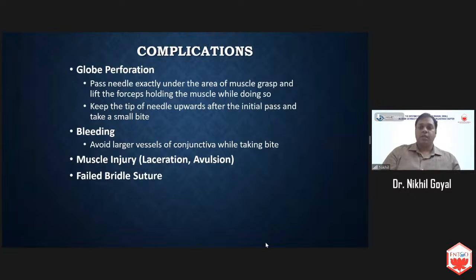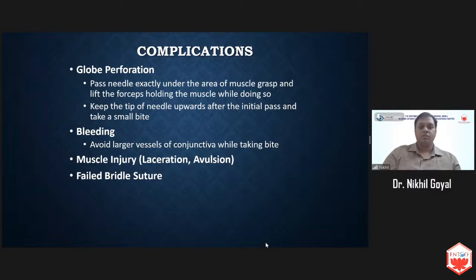The complications that can happen with a bridle suture include globe perforation. To avoid globe perforation, we have to pass the needle exactly under the area of the muscle grasp, and also lift the muscle with the forceps while doing the needle pass. Also, after initially entering the conjunctiva with the needle, we have to keep the needle plane either parallel to the sclera or upwards, and take a small bite.